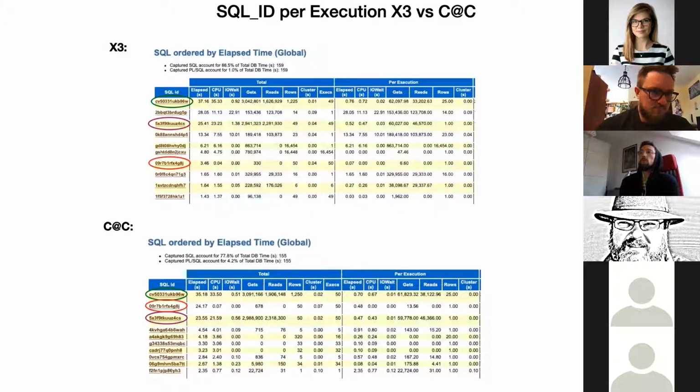So when we looked into the AWR reports, also here you can see from the elapsed time global statistics that when you compare X3 and CC with those particular SQL statements, SQL IDs, you can see that total elapsed time is longer per SQL ID on Exadata X3, despite one case when we are talking about user logons, which is connected with update.